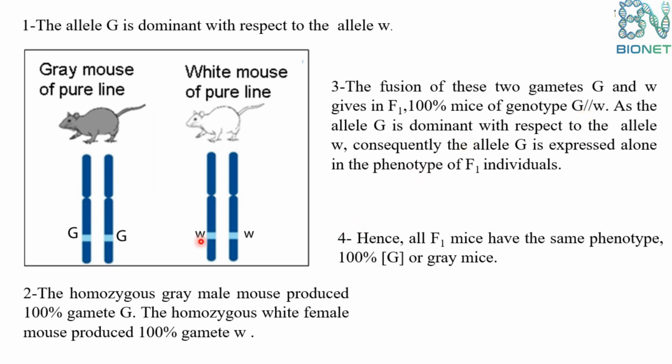I will repeat. The genotype of a gray mouse of a pure line is GG. This mouse is homozygous. The genotype of a pure line white mouse is ww. Also, it is homozygous. The crossing of these two pure line mice gave in the F1 generation descendants all having the gray coat. From this result, we have concluded that the allele G is dominant with respect to the allele w, which is recessive.